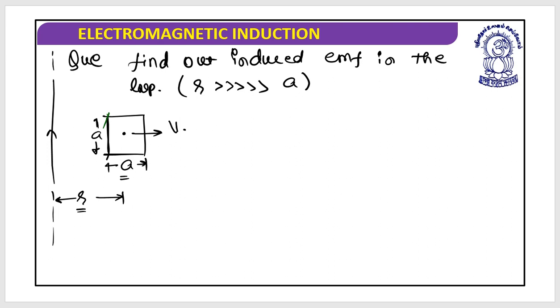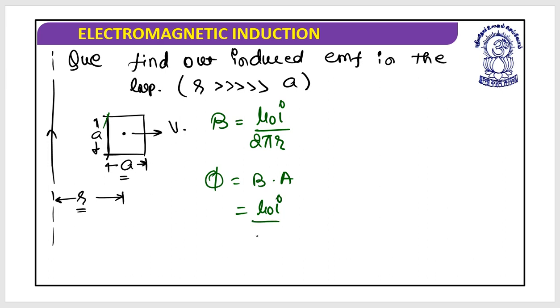So I can write B equals mu naught I divided by 2 pi r, and if B is known, I can find the flux, which is B dot A, that could be written as mu naught I by 2 pi r multiplied by A. A is a square, because we are talking about the square loop. Now we have the phi, and we need to find out the emf.